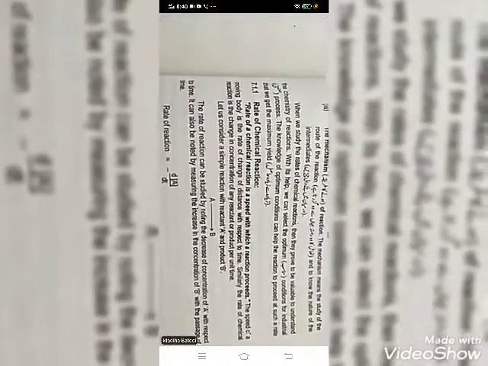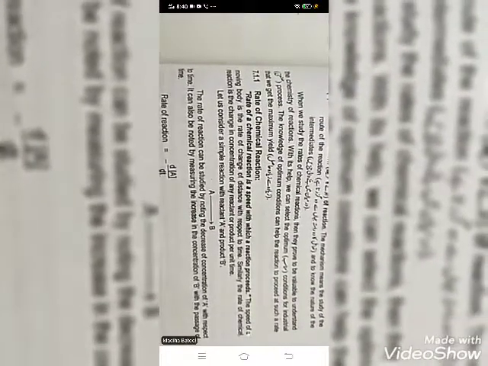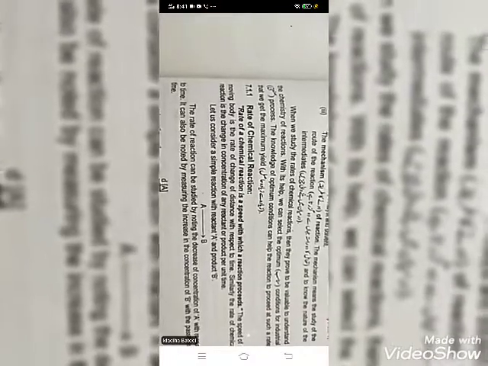What is the rate of a chemical reaction? As I have been telling you again and again, the rate of a reaction is basically the speed of a reaction. The speed of a moving body is the rate of change of distance with respect to time. But in a reaction, it is the change in concentration per unit time.